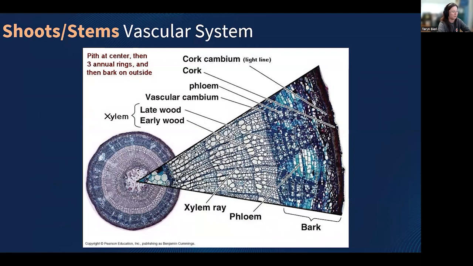So here's just kind of a cool microscopic visual cross-section of that vascular system. We can see here is the xylem, so that's the heartwood and the sapwood there. This is the area with the phloem. We have the vascular cambium right between those two, just a very thin layer. And then we have the cork cambium right outside the phloem, another very thin layer of cells. And finally, the cork, or that outer bark.